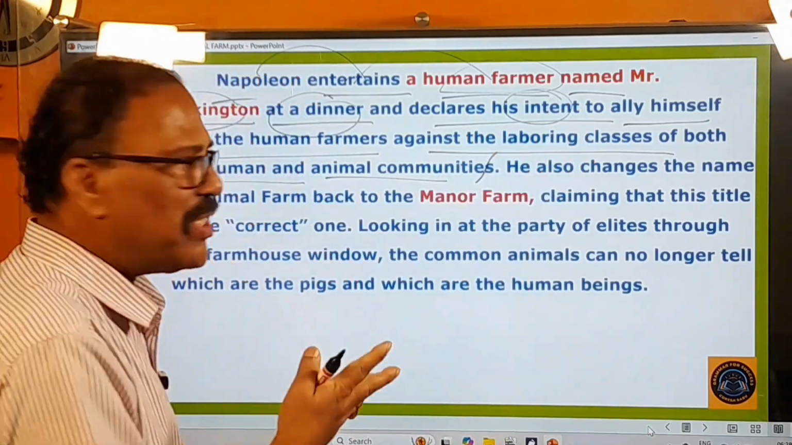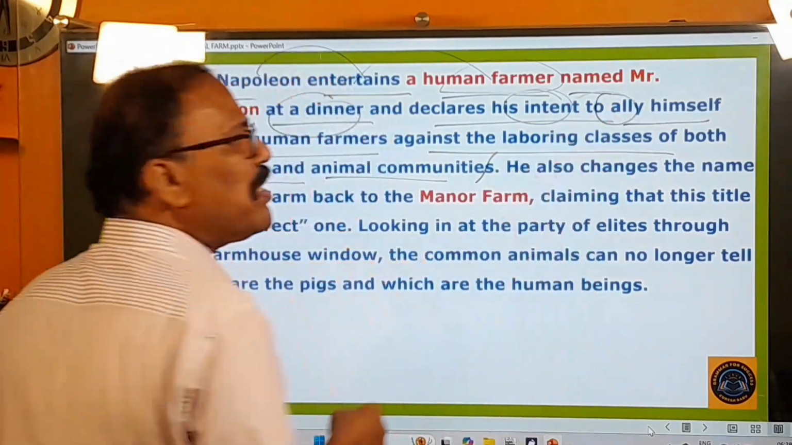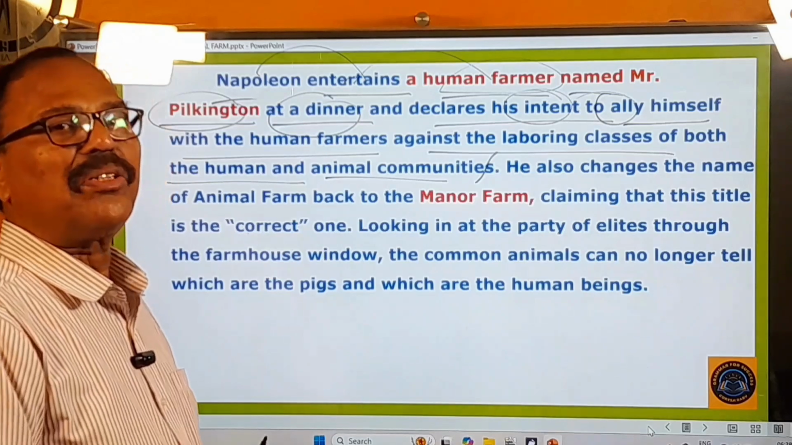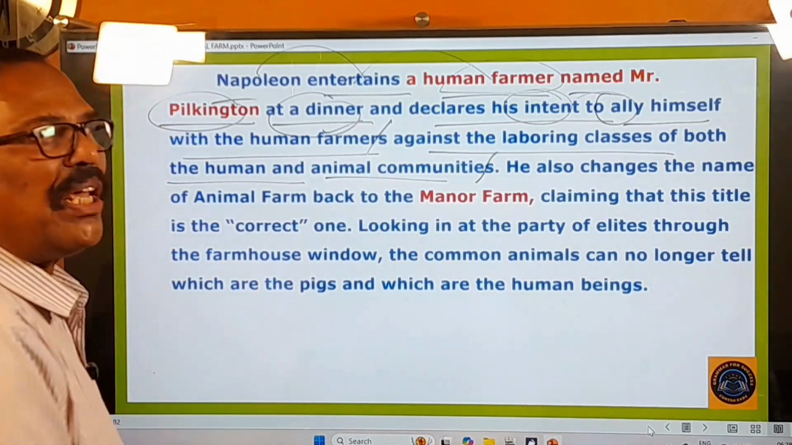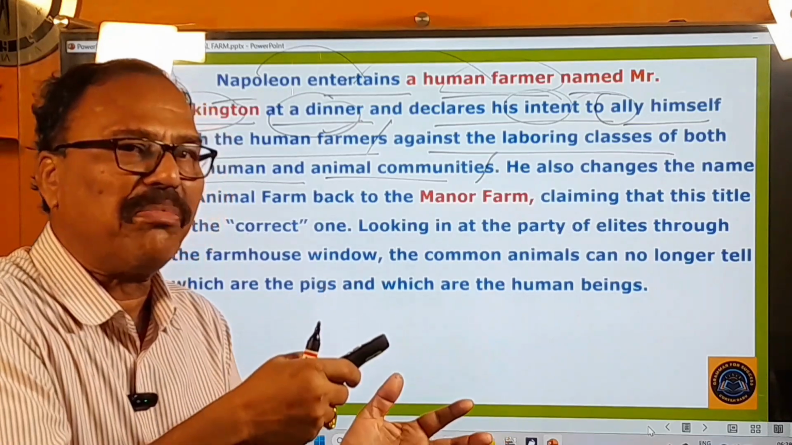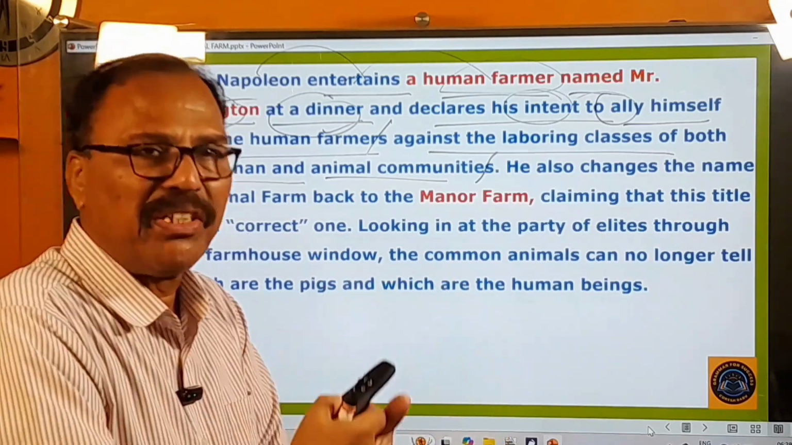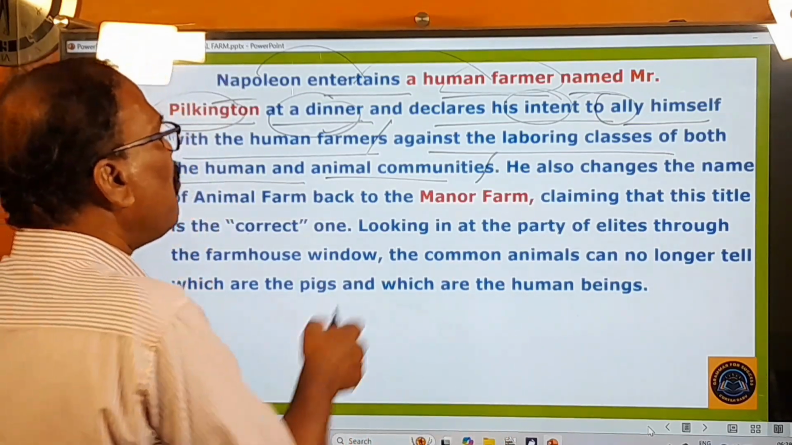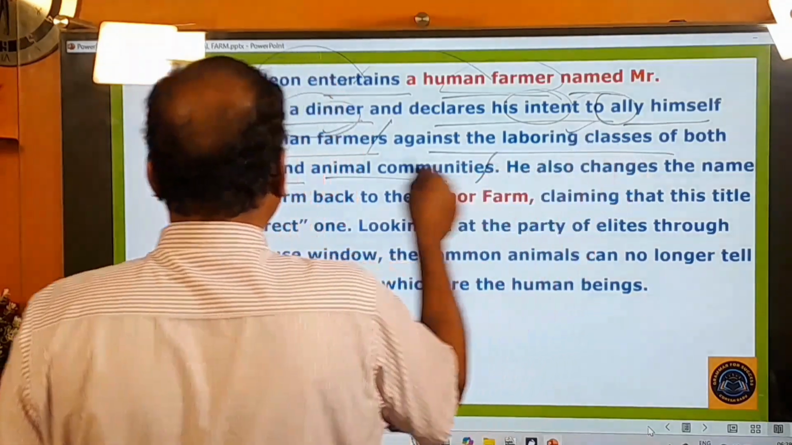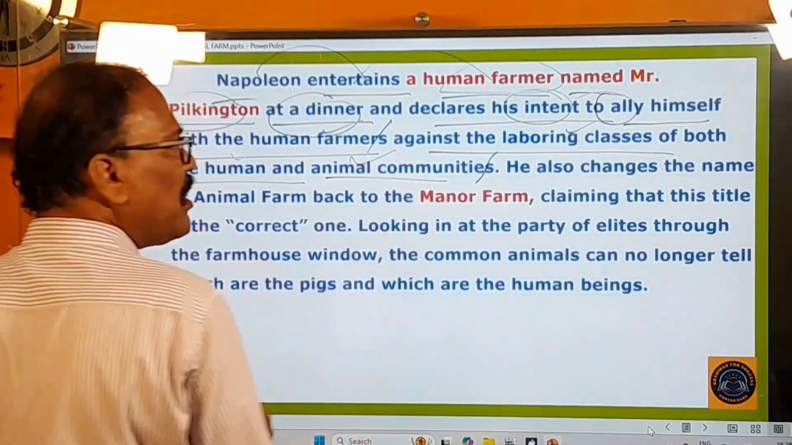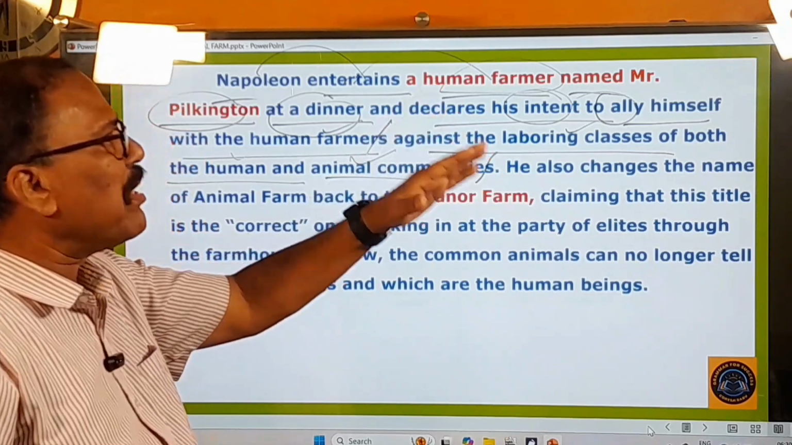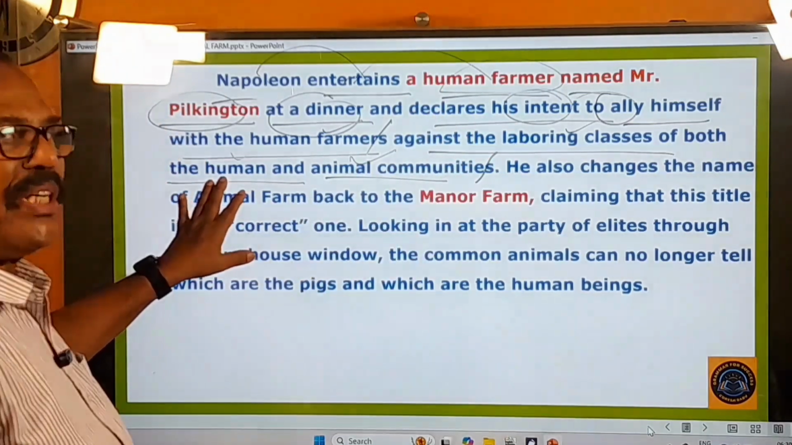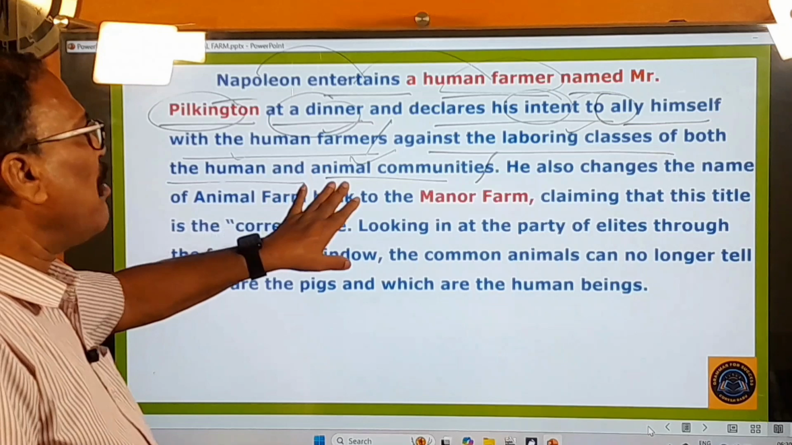Intent means his interest to ally. To ally means to co-work or to associate himself with the human farmers. That means he wants to mix up with the human farmers and associate with them, much against the will of the labor classes of both the human and animal communities.